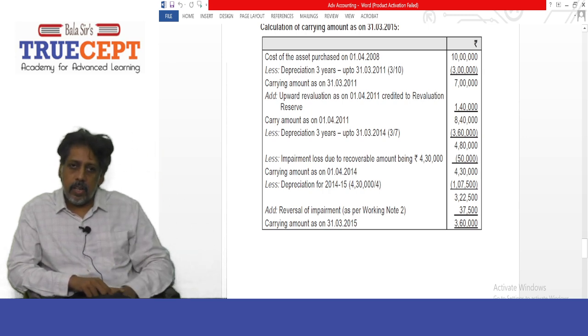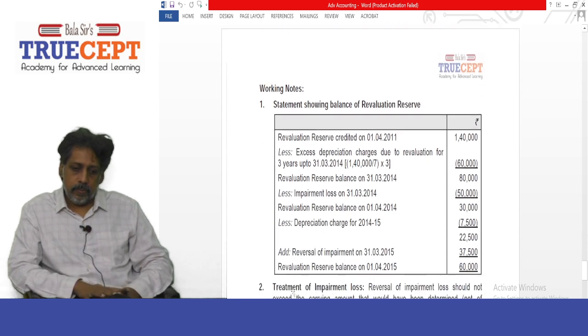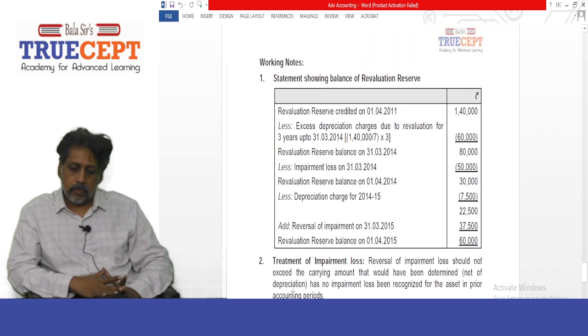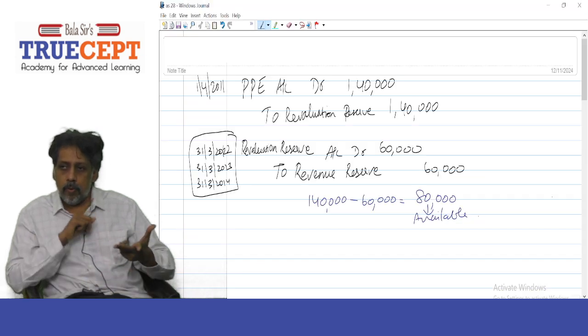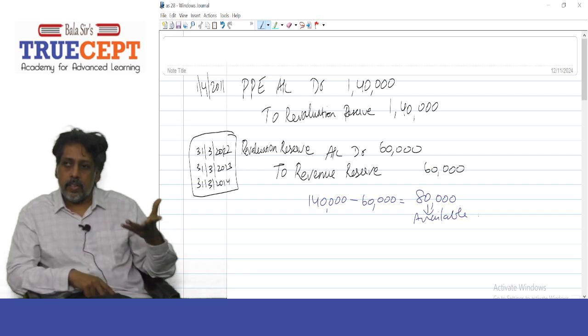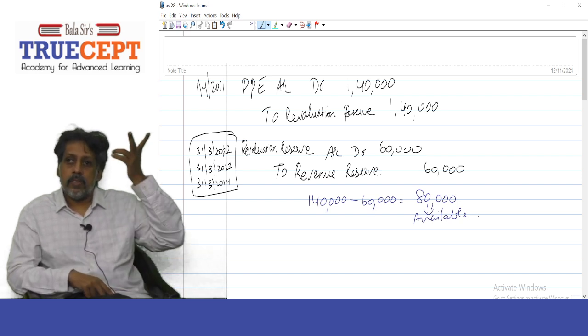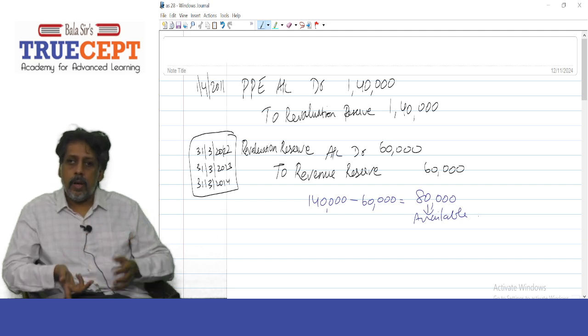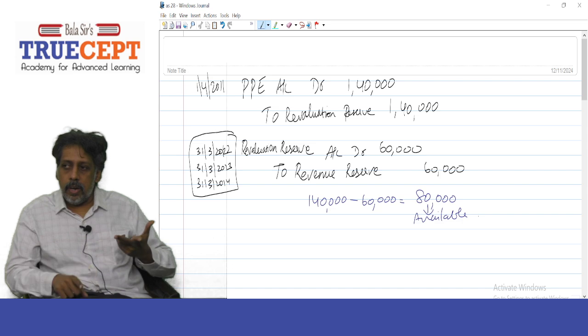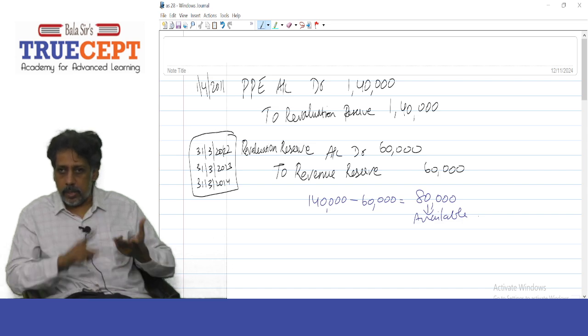Now let's see the accounting treatment. So they've made one statement for revaluation reserve. Statement showing revaluation reserve. Revaluation reserve credited on 1st April, 1,40,000. How much? 1,40,000. Let's see the entry for that, Renuka. Just see the entry for 1/4/2011, where the asset is revalued upwards. It's called the fair value uplift. What is it called? Fair value uplift. And not a downward, it is what? An upward revaluation, towards the sky.